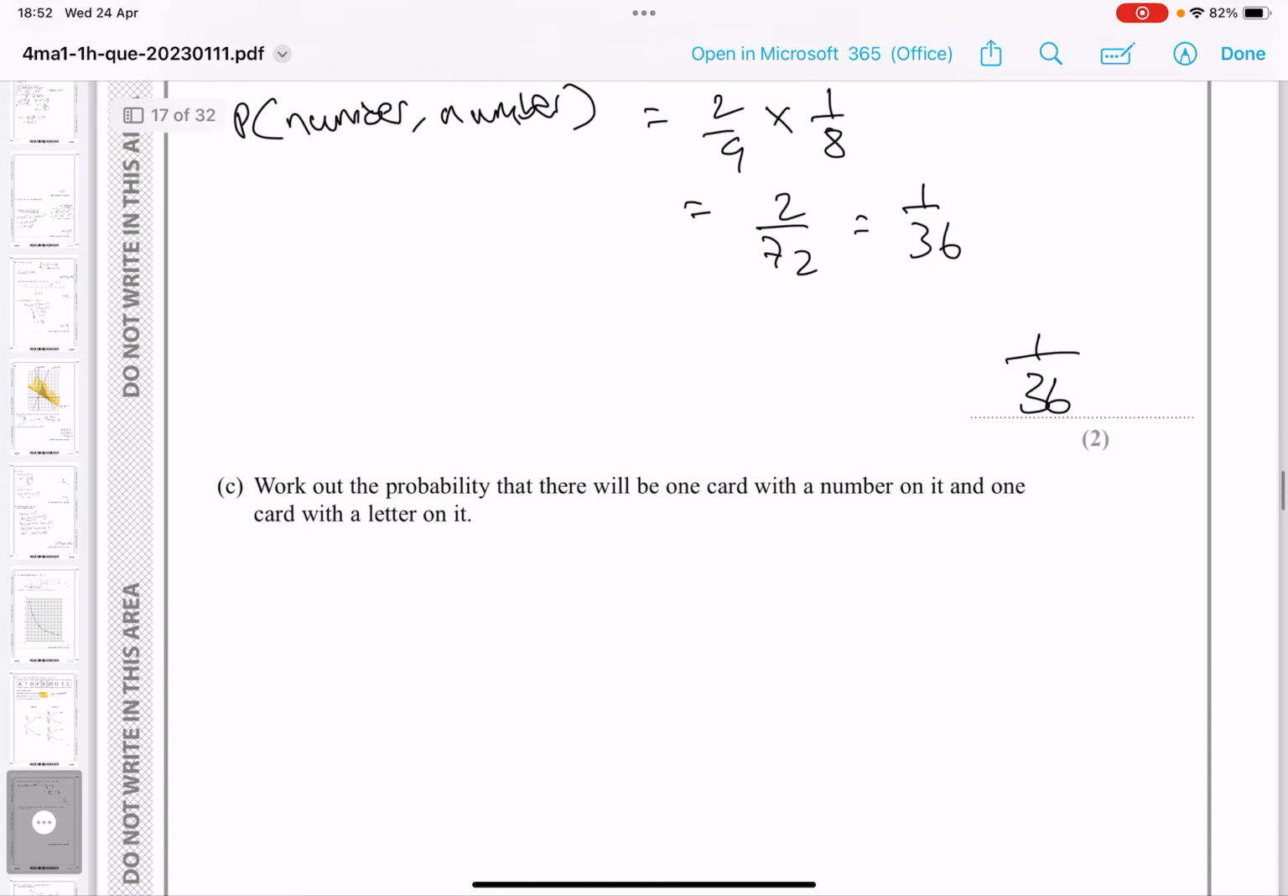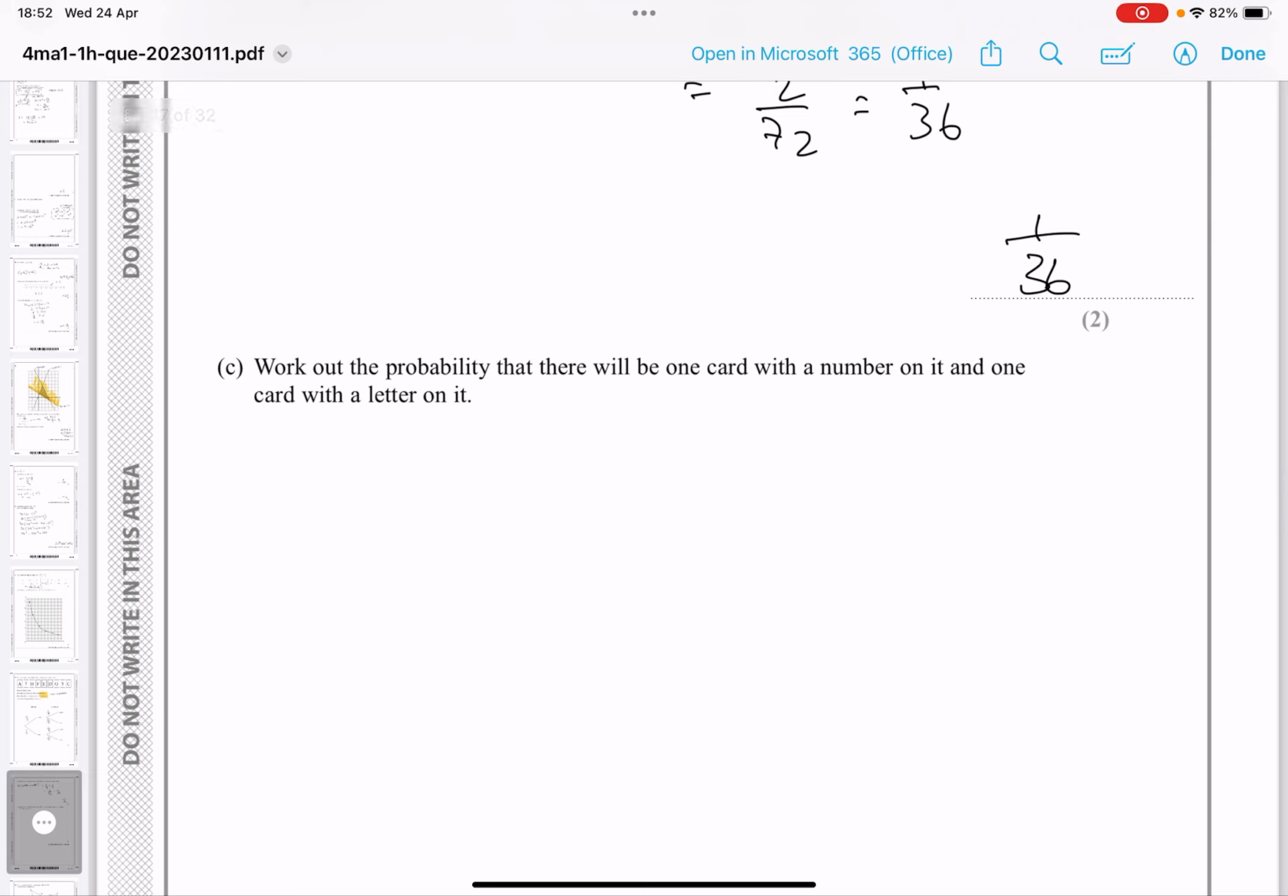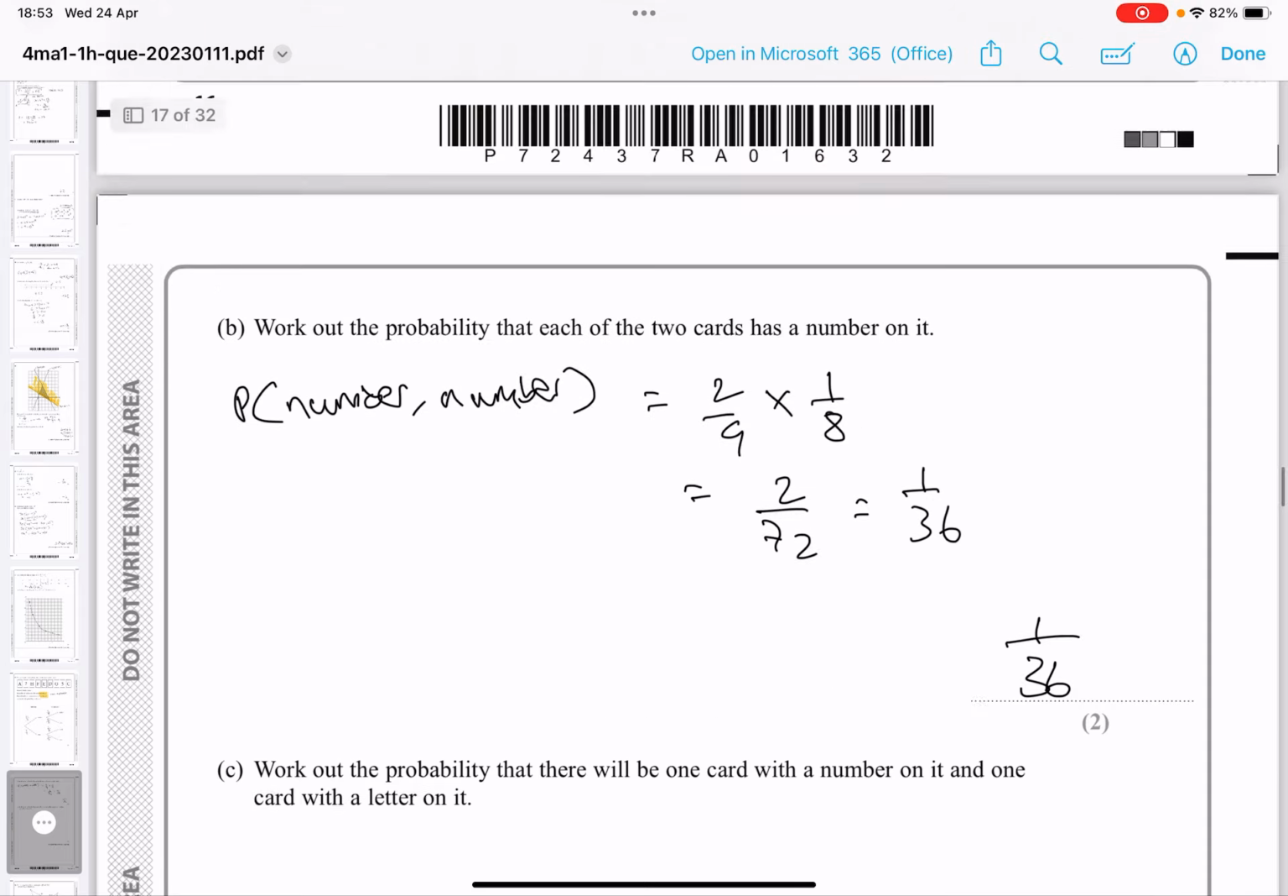Next question. Work out the probability that there will be one card with a number on it and one card with a letter on it. So you have to be careful here. Here there's two scenarios, okay? There's two instances where you can get a number and a letter.